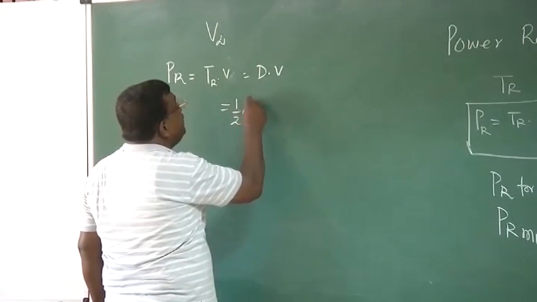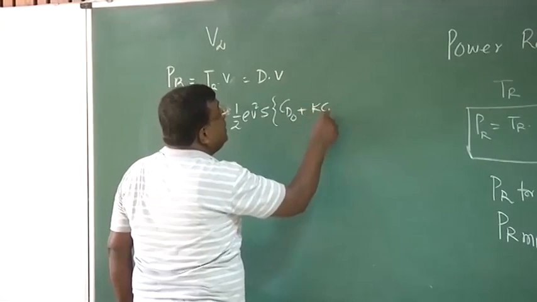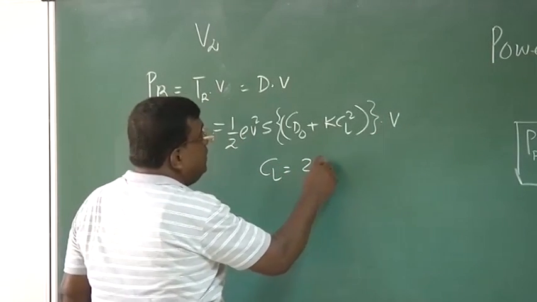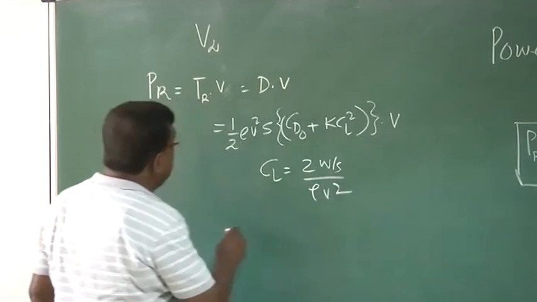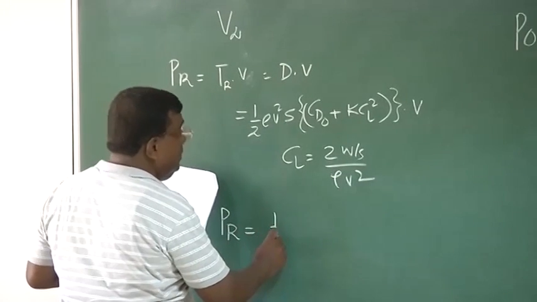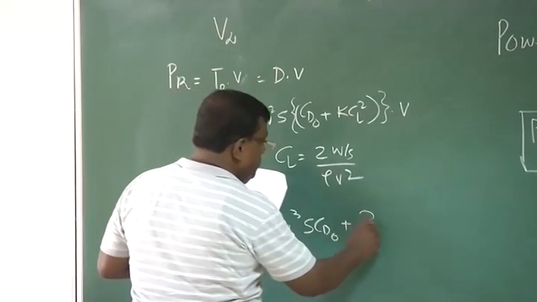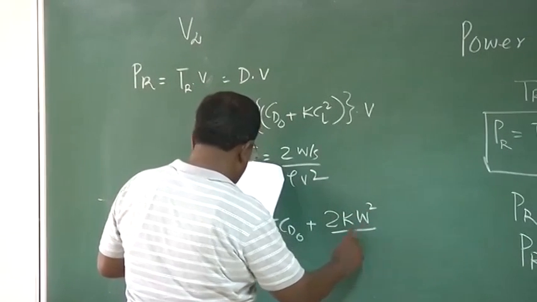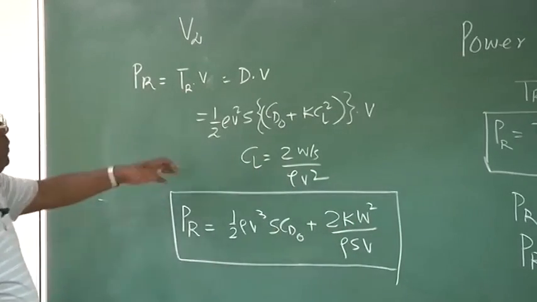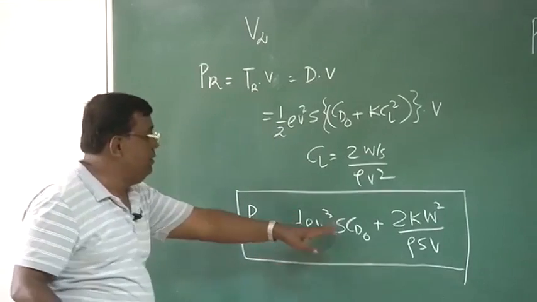So this is equal to what? Half rho V square S, then CD naught plus K CL square into V. And I can write CL equal to 2 W by S by rho V square. And finally, I can write an expression for power required as half rho V cube S CD naught plus 2k W square by rho S V. This is a straightforward method. You have to just plug in this expression here and do some arrangement to get this expression.